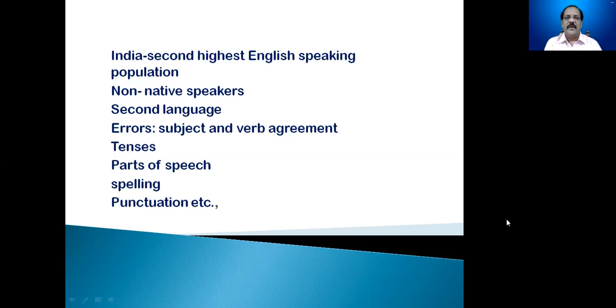We usually find errors in subject verb agreement, or in the tenses, or in parts of speech such as articles, prepositions, and wrong use of adjectives and adverbs. We can also make some errors in spelling and also in punctuation. So in all the mediums, we often commit errors. So let us take some examples and see.